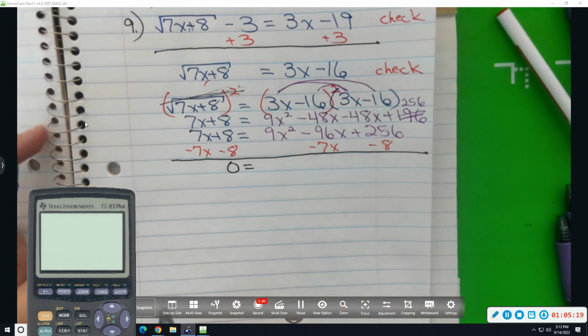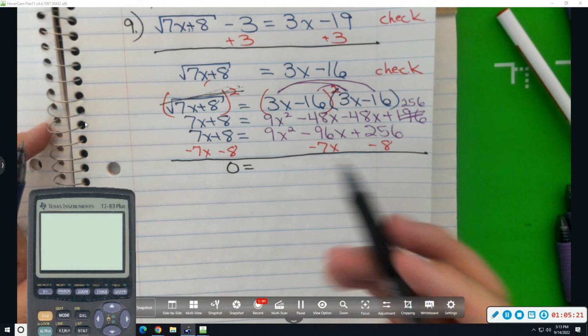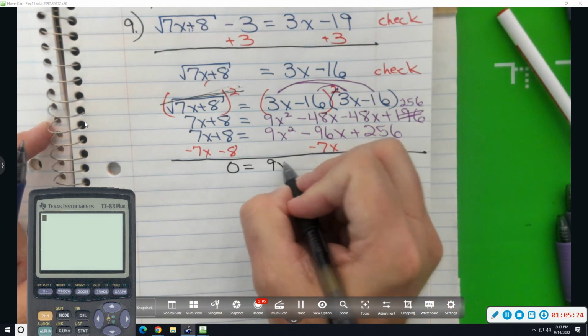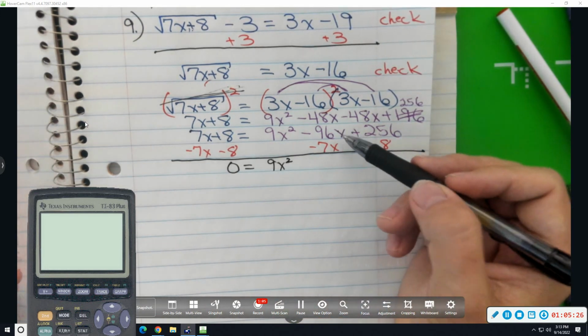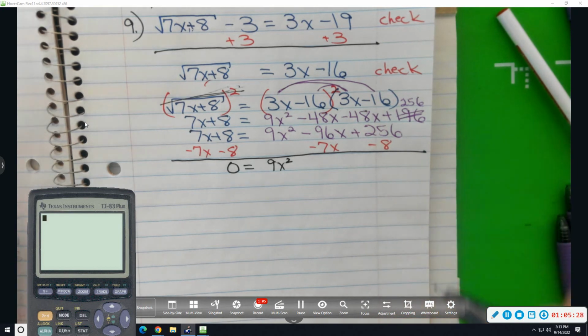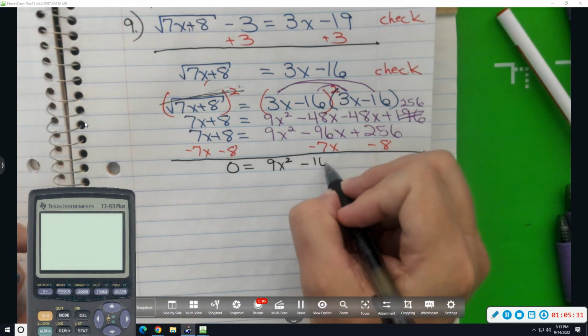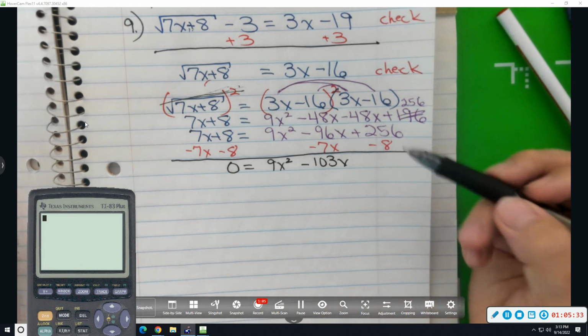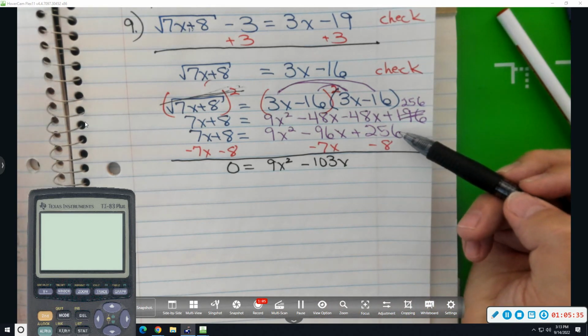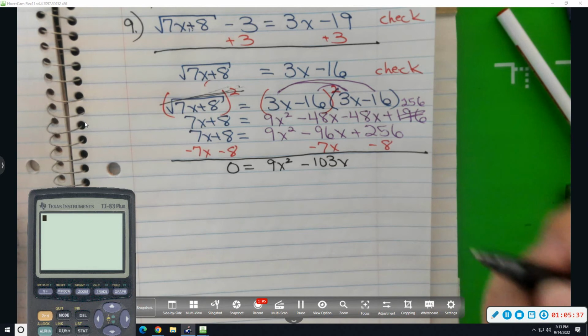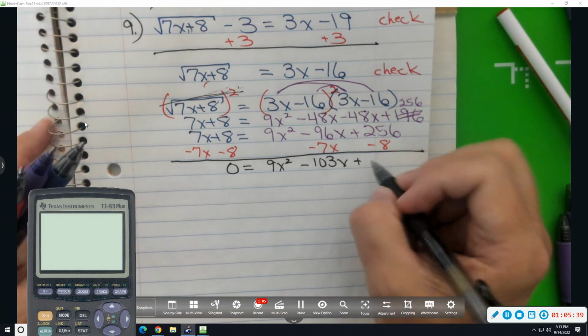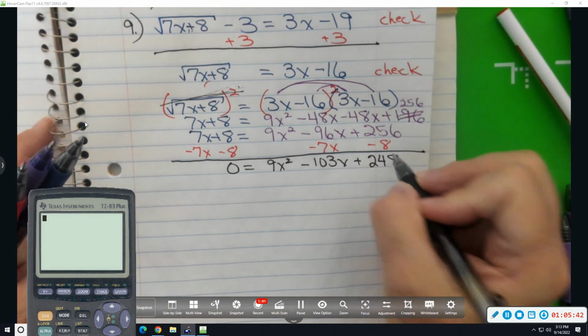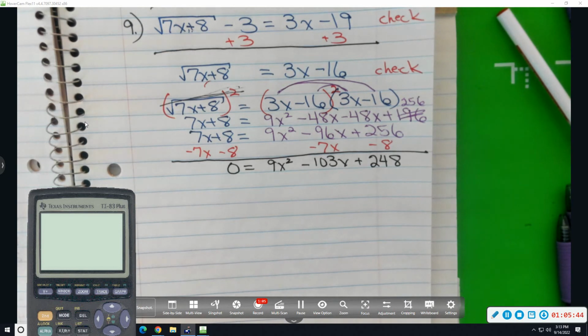So we have 0 equals 9x squared, negative 96x minus 7x. Is that a negative 103x? Oh, wow. Don't you want to factor this? 256 minus 8 gives me a plus. And I think instead of factoring, this is a good one to use the quadratic formula with.